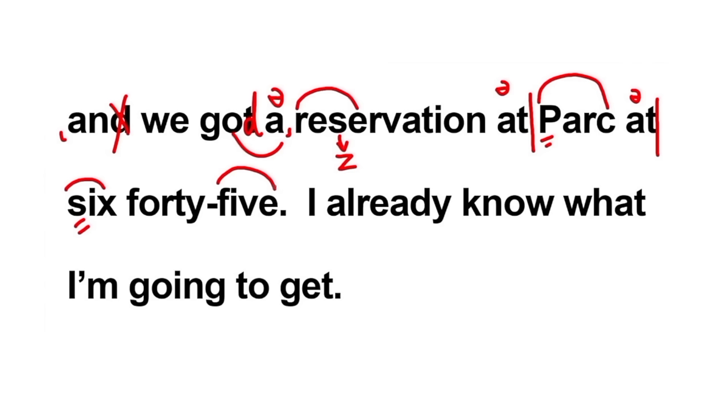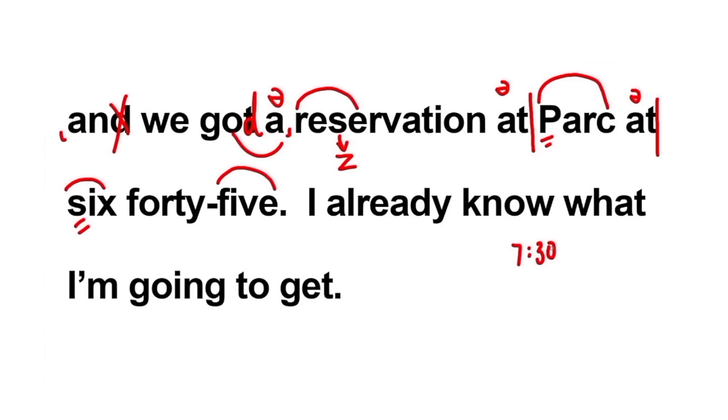6:45. Whenever you're giving a time, it's the last part of the time that's stressed. So if I was going to say 7:30, the final word 30 would be the most stressed. Here the final word is five, so it's 6:45, five being the most stressed. And notice the T in 40 is a flap T. We flap the T if it comes after an R before a vowel. 40. 6:45.